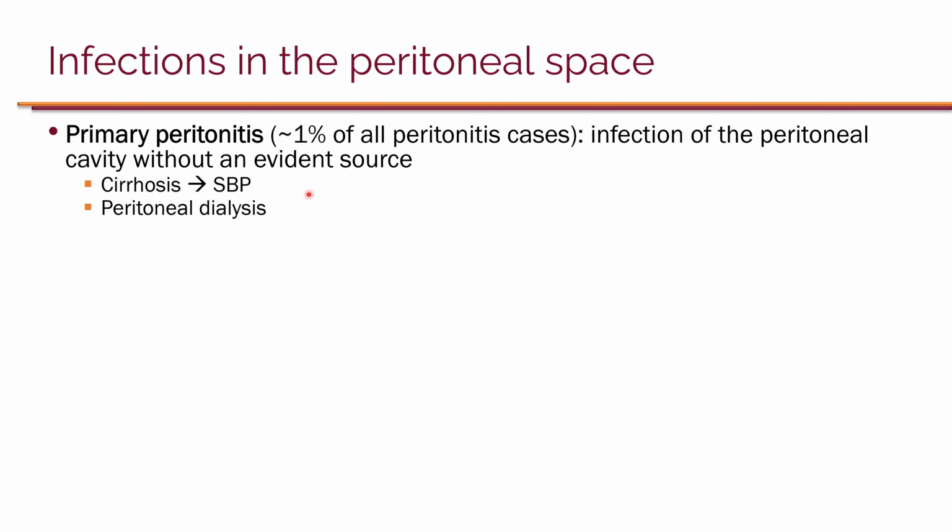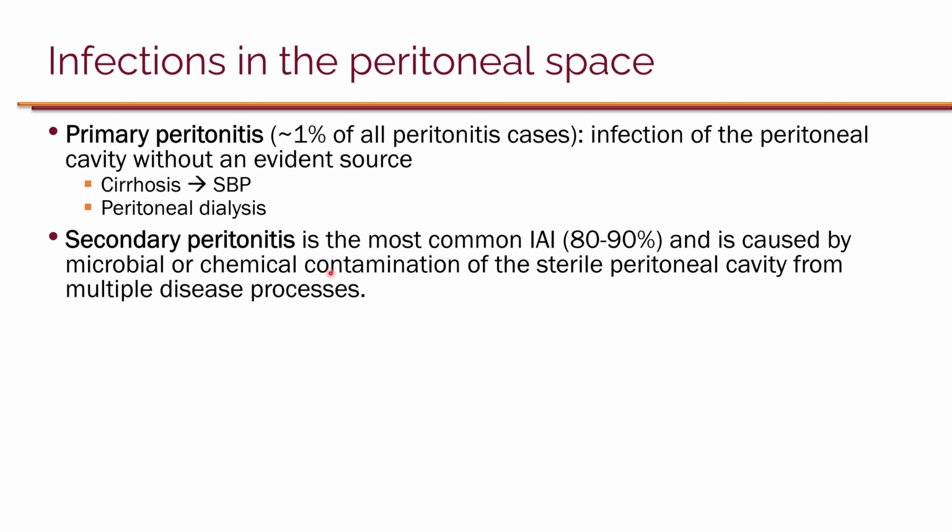So the large majority of peritonitis is due to another infection. Primary peritonitis, for the most part, you can think of patients with cirrhosis, so spontaneous bacterial peritonitis. That is, in fact, what the spontaneous is referring to, that the infection started in the peritoneal space. It did not come from, like, the pancreas or the gallbladder or other organs. The other option is people who are on peritoneal dialysis. Dialysis itself can be the source of infection directly into the peritoneal space.